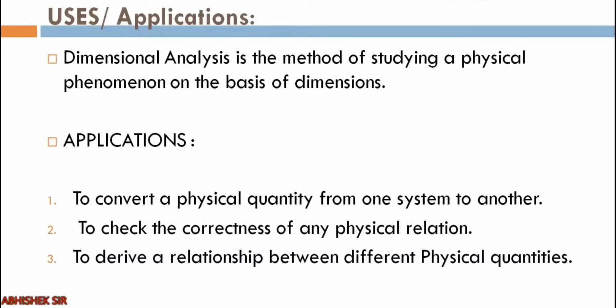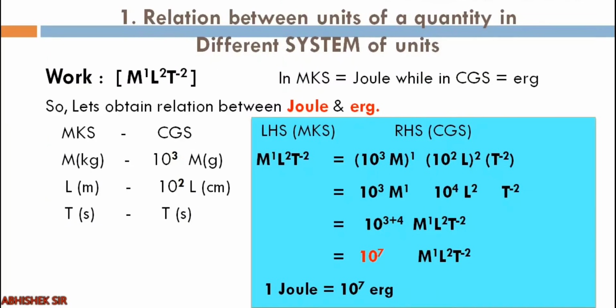The third one is to derive a relationship between different physical quantities. Basically, if we know that a physical quantity is dependent on a few different physical quantities, we can make a formula, our own derivation of a formula. That is the use of dimensional analysis. Now, very carefully understand this. It is very easy.